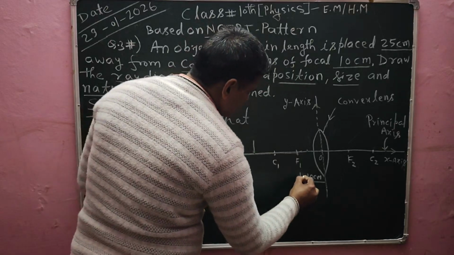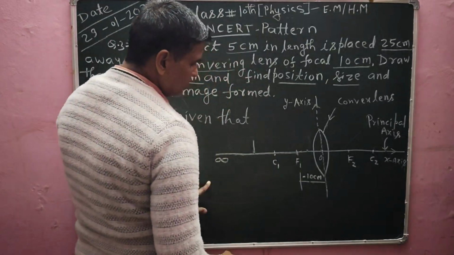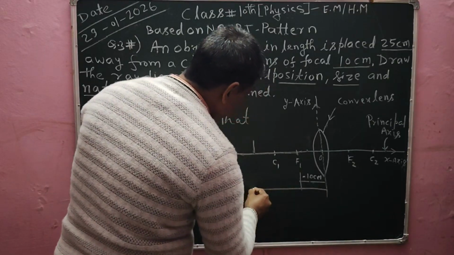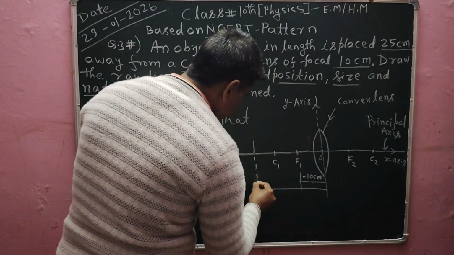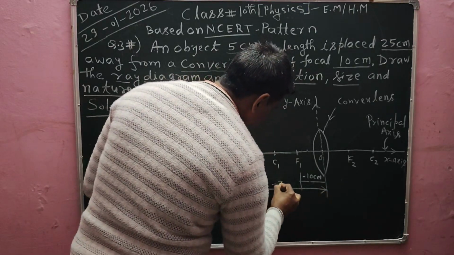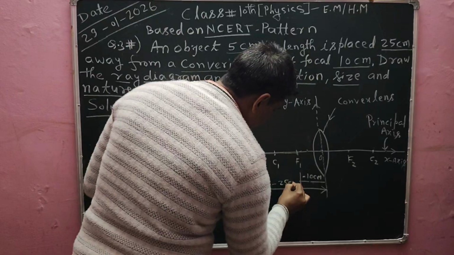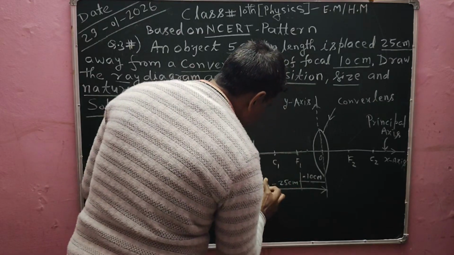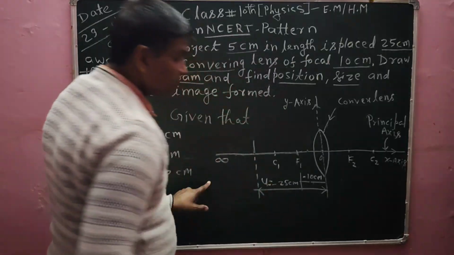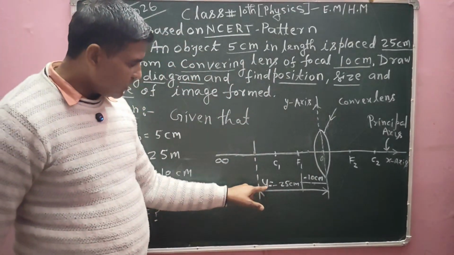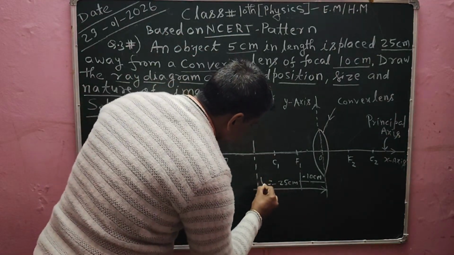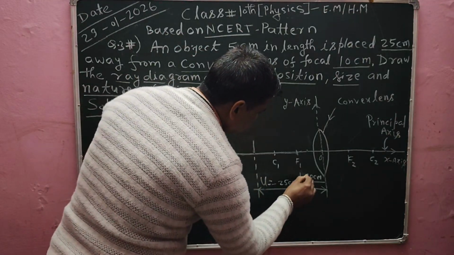Now its direction will be minus, its value will be minus, and this is the object. So I will draw here a dotted line, and then I will say this length is minus 25 centimeter. This is the value of u. The value of u I have written here, 25 centimeter.